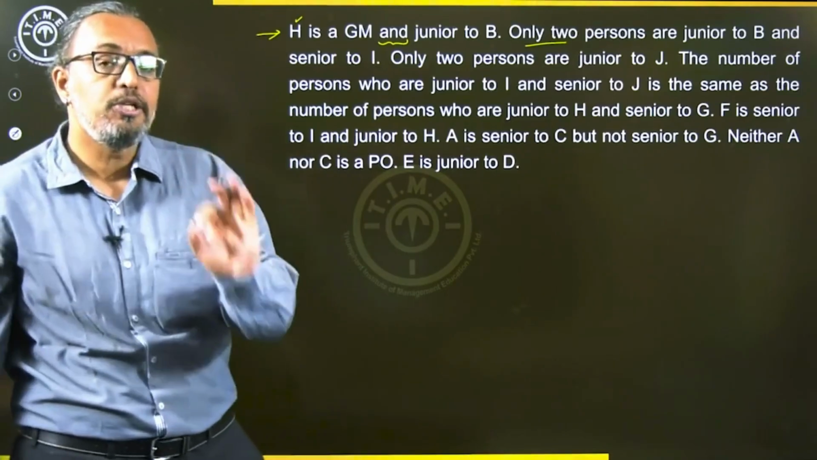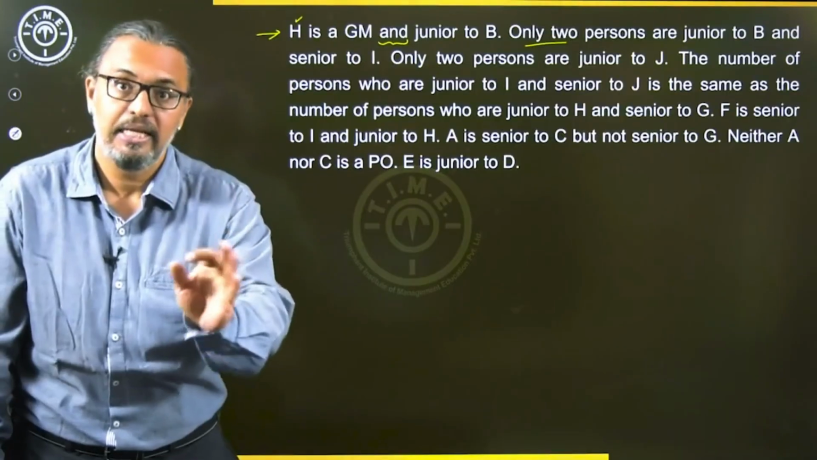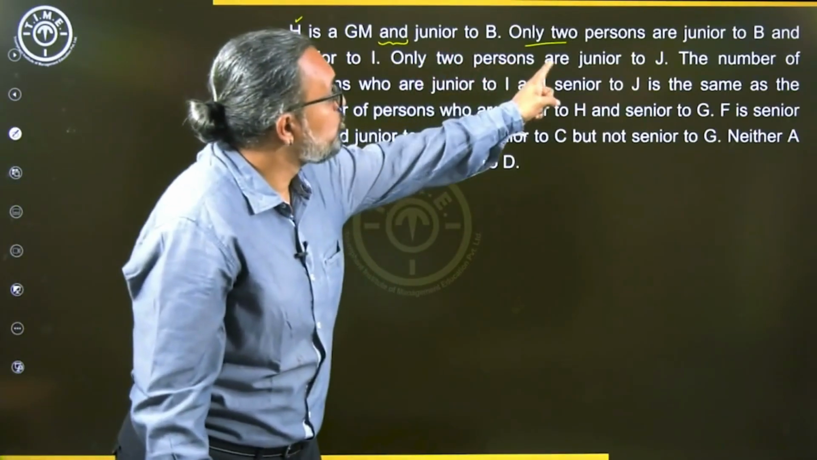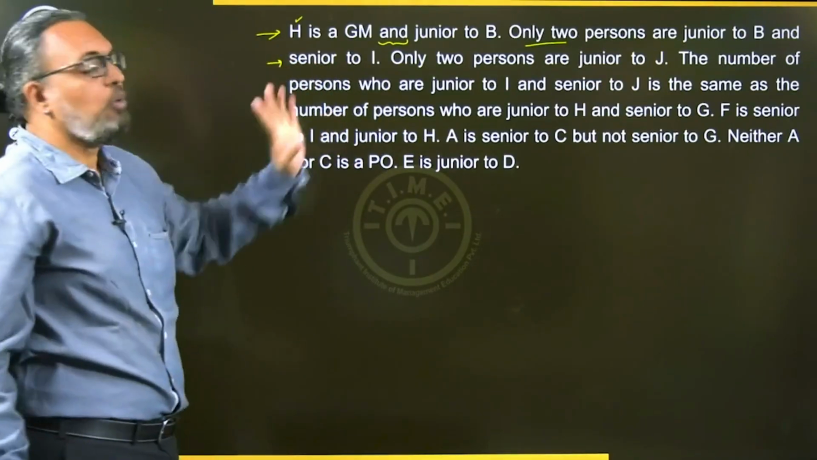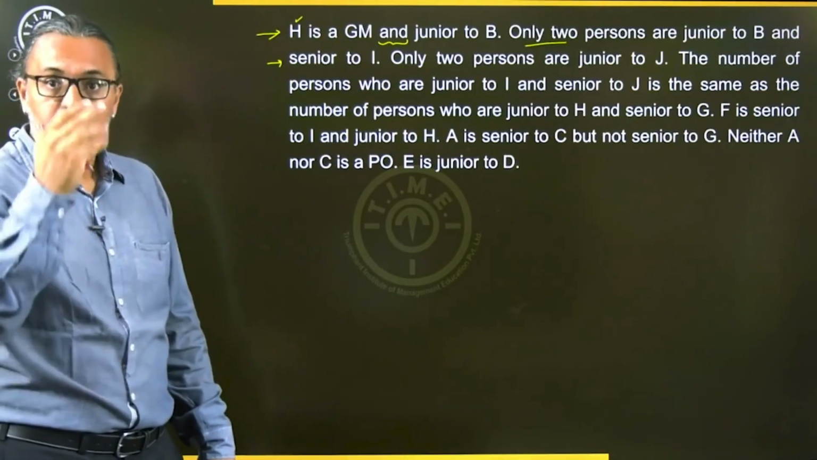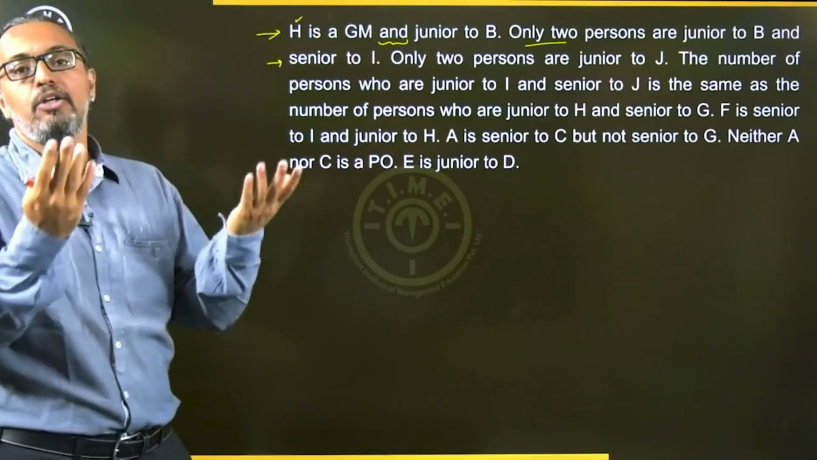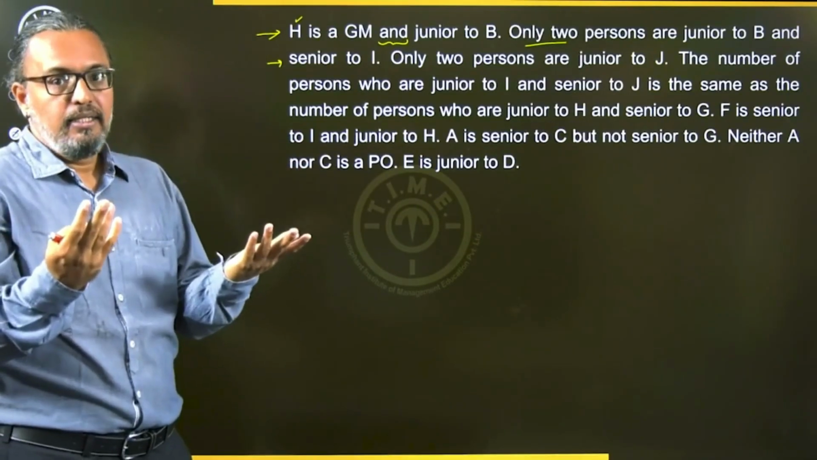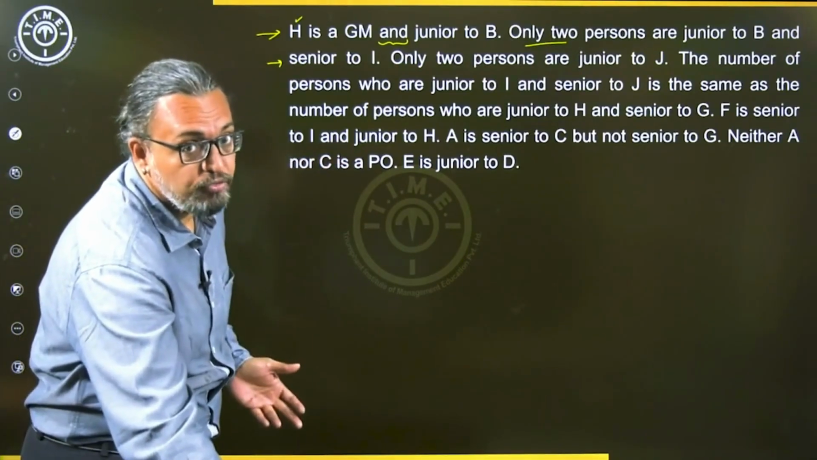Okay, right. Then only two. See, it says only two. Sometimes the word only can also be replaced by the word exactly. The meaning is the same. Only two persons are junior to B and senior to I. So, only two people should be junior to B, means below B, and senior to I means above I. Correct? Because we have arranged them in the decreasing order of their seniority.